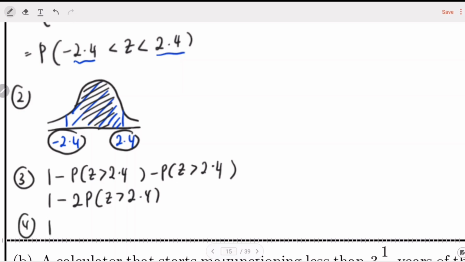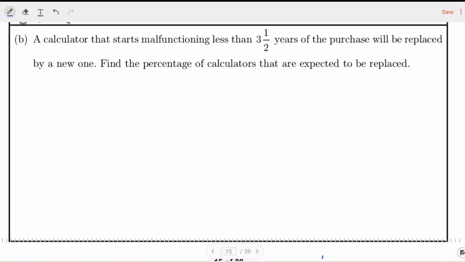Then the last step, take a look at the standard normal table for Z greater than 2.4, which will give us the value of 0.0082. Calculate, we're going to get 0.9836. A calculator that starts malfunctioning less than 3 and a half years after purchase will be replaced by a new one. Find the percentage of calculators that are expected to be replaced. Since if the calculator is still under warranty, we may be able to replace it with a new one.